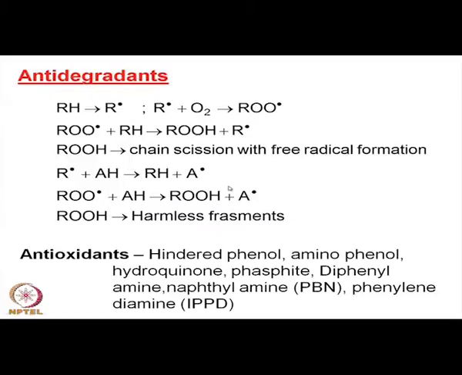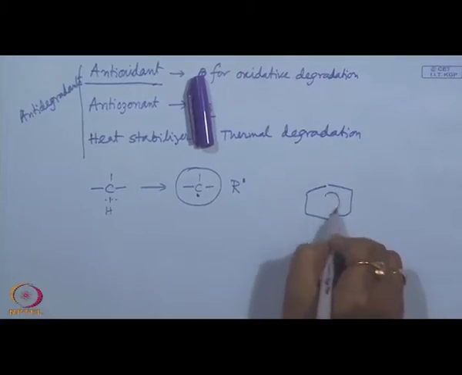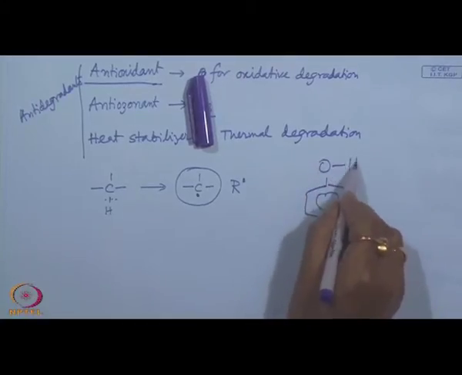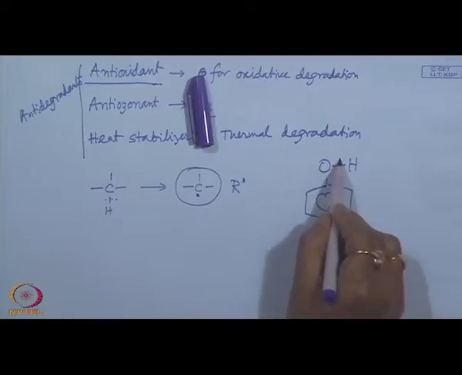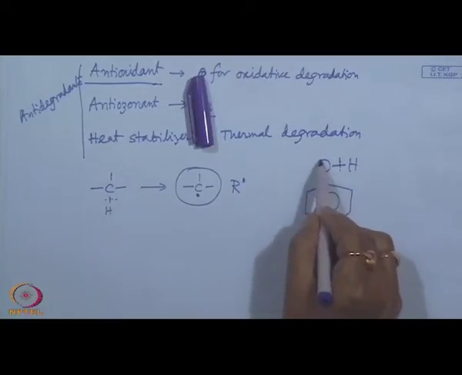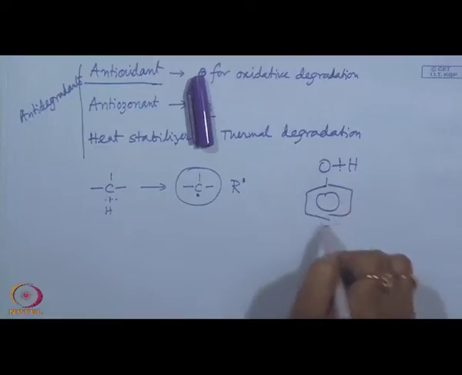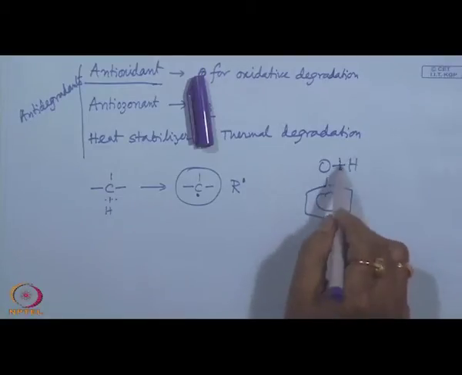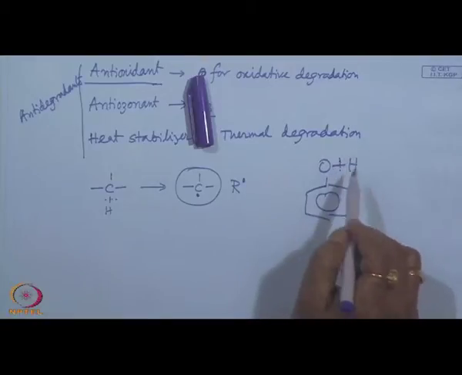So, this is the basic mechanistic principle, the mechanistic way this anti-degradant functions. Examples of antioxidants are hindered phenols. The formula of phenol is this, OH, phenol. Now, if it can break over here forming a free radical, that free radical will be stabilized by the aromatic phenyl ring. So, phenol is a good antioxidant or anti-degradant type of thing.